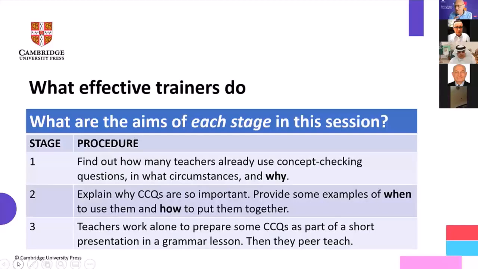So here's a very brief, basic training session plan. It's not a lesson plan, it's a training session plan. I've broken it down into three very short stages. This particular training session is about CCQs. Have a very quick look at the three stages, and in the chat box, if you could type the number of the stage and tell me what the aim is for that stage. Number 1, aim. Number 2, aim. Number 3, aim.